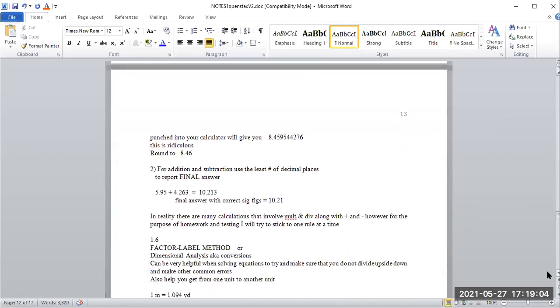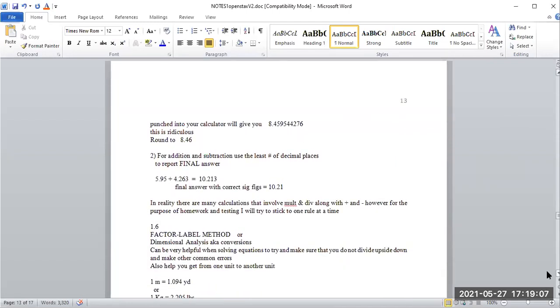Now the rule for adding and subtracting is different. It is least number of decimal places. So I'm adding two values here, one of which has two numbers after the decimal and one of which has three. So again, I'm doing this as a two-step process. Do it with your calculator first, then figure out how many figures you're actually allowed to report. So if I add those two numbers, I get 10.213.